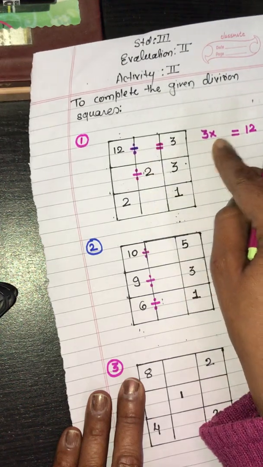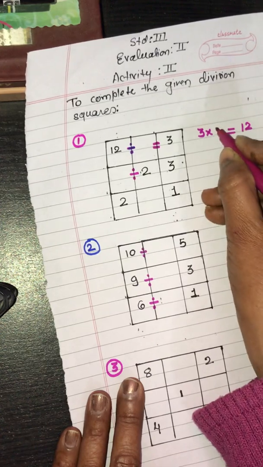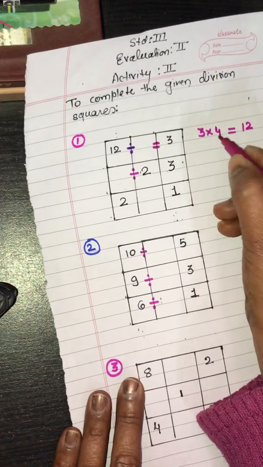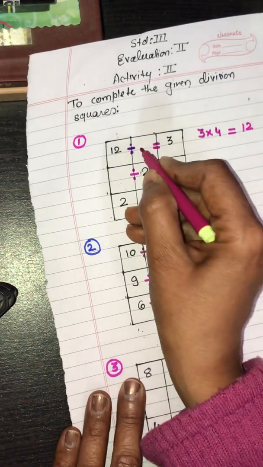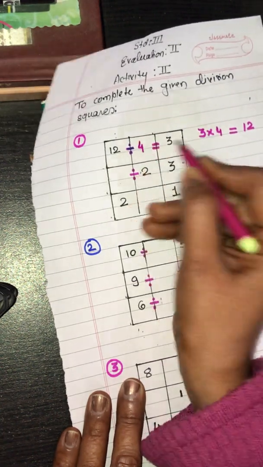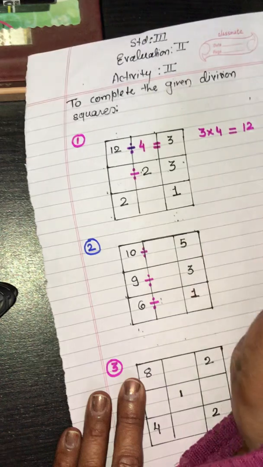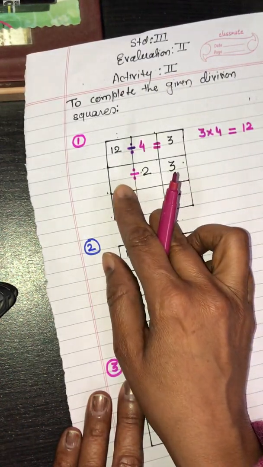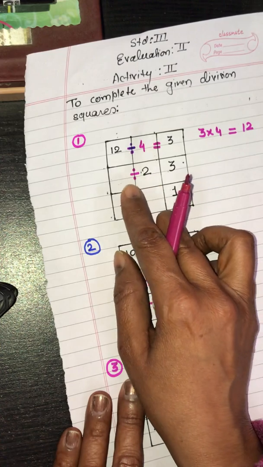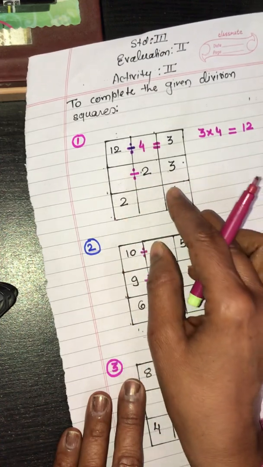So we know that 3 into 4 is 12. So that's why here 4. So we will get 3 into 4 is equal to 12. That means when 12 is divided by 4, we get the quotient as 3. Very simple.